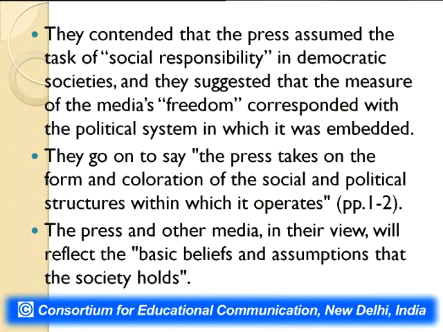What did the theory say? These three authors contended that the press assumed the task of social responsibility. In democratic societies, they had a social responsibility, and they suggested that the measure of the media's freedom corresponded with the political system in which it was embedded. Let me explain it. How much freedom the media will enjoy will depend on the political system in which it was growing, in which it was embedded.